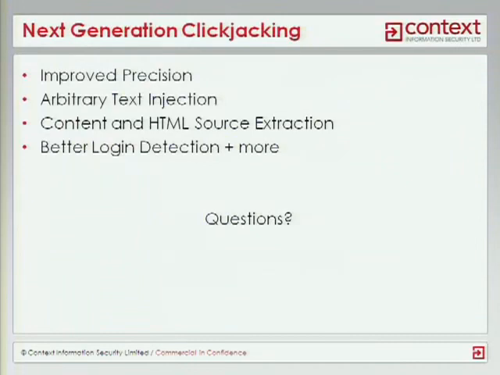Okay, so that is next generation clickjacking. The techniques that I've showed you today go pretty much beyond what was originally possible. So we've got techniques for improving the precision of our targeting of elements on a page. We can inject arbitrary text into a web page, even if it's not vulnerable to any form of cross-site request forgery. And we can also go beyond cross-site request forgery. So we can actually extract content from a page, even if it's not vulnerable to cross-site scripting or anything like that. And we can also use the fragment position detection method to tell various things about what's inside an iframe.